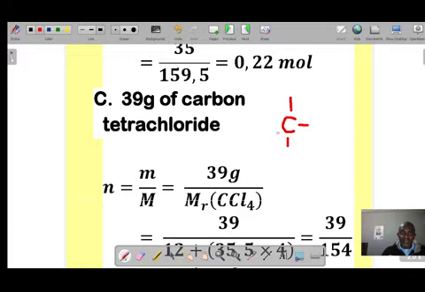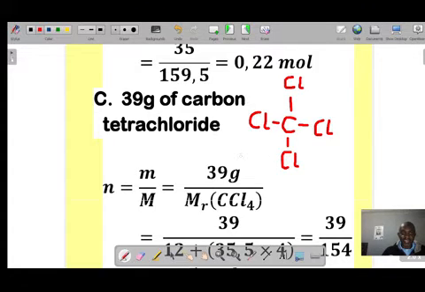So when I'm looking for the molar mass of carbon tetrachloride, I'm going to find the mass for carbon first, then add the mass of the chlorine atoms, but because there are four of them, I will multiply the 35.5 by four. As you can see here, they are four chlorine atoms. When I compute that, I said the molar mass is going to be 12 for carbon, plus 35.5 multiplied by 4, because these are 4 chlorine atoms.